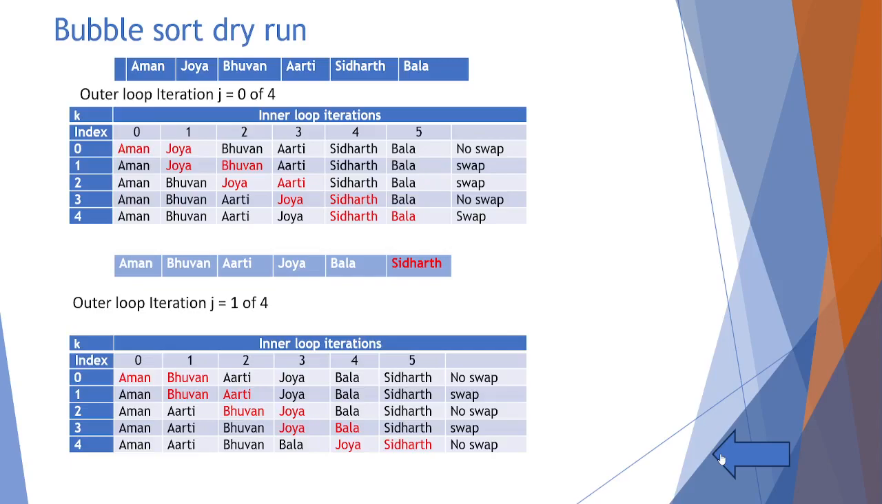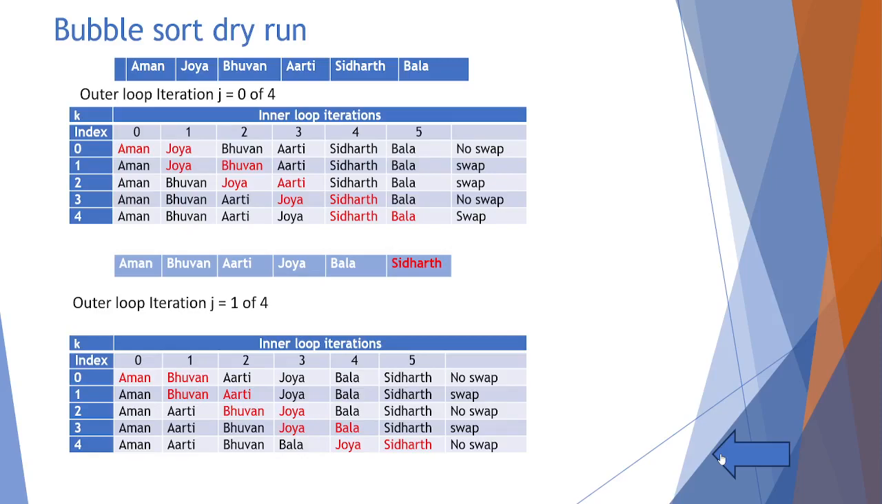Now, Aman Zoya compared, no swap. Zoya Bhuvan, Zoya is greater than Bhuvan, so swap. Again, after swapping, in the second index Zoya came, so Zoya Arti gets compared, swapped. Zoya Siddharth gets compared, no swap. Siddharth and Bala, swap is there. After the first iteration, the array is Aman, Bhuvan, Arti, Zoya, Bala, Siddharth. Siddharth is already sorted, bubbled up.